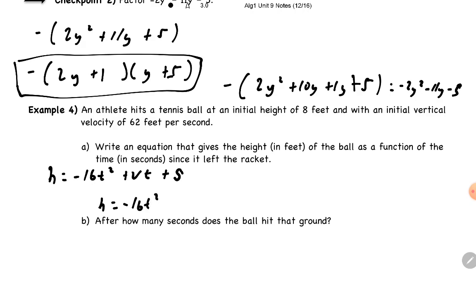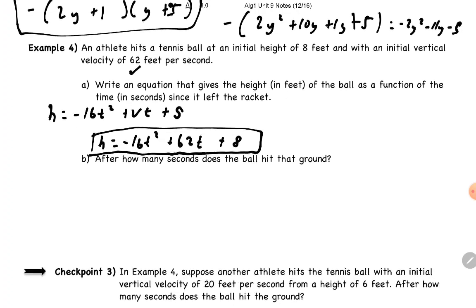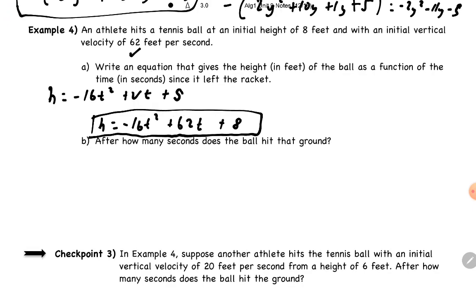So v is the initial velocity of 62 feet, so plus 62t, plus our initial height of 8. So that's my equation. Now they want to figure out after how many seconds the ball hits the ground. So we know that the ground level is 0. And so we have -16t squared plus 62t plus 8.